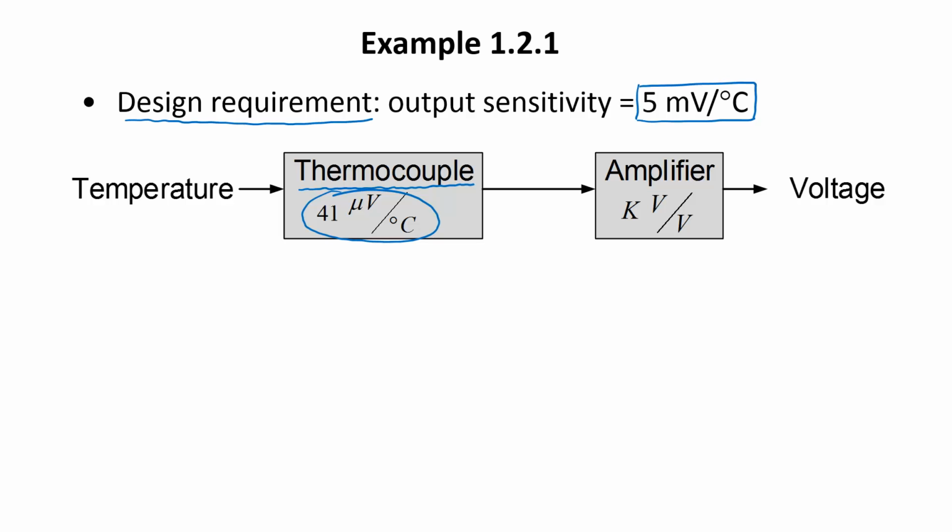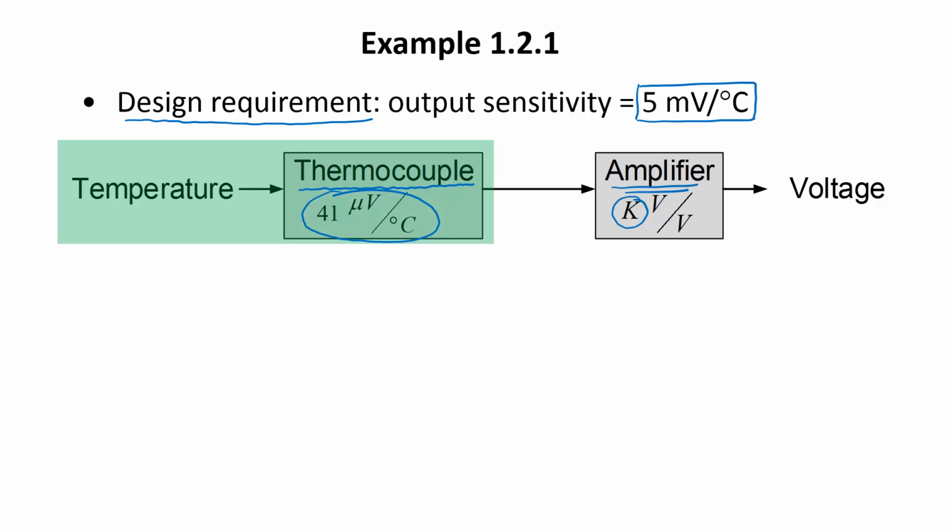satisfy it. In order to meet the design requirement, we'll add an amplifier to the thermocouple output. The amplifier will have a gain of K. We need to determine the value of K that gives the required overall sensitivity. Now let's do the math and find K.